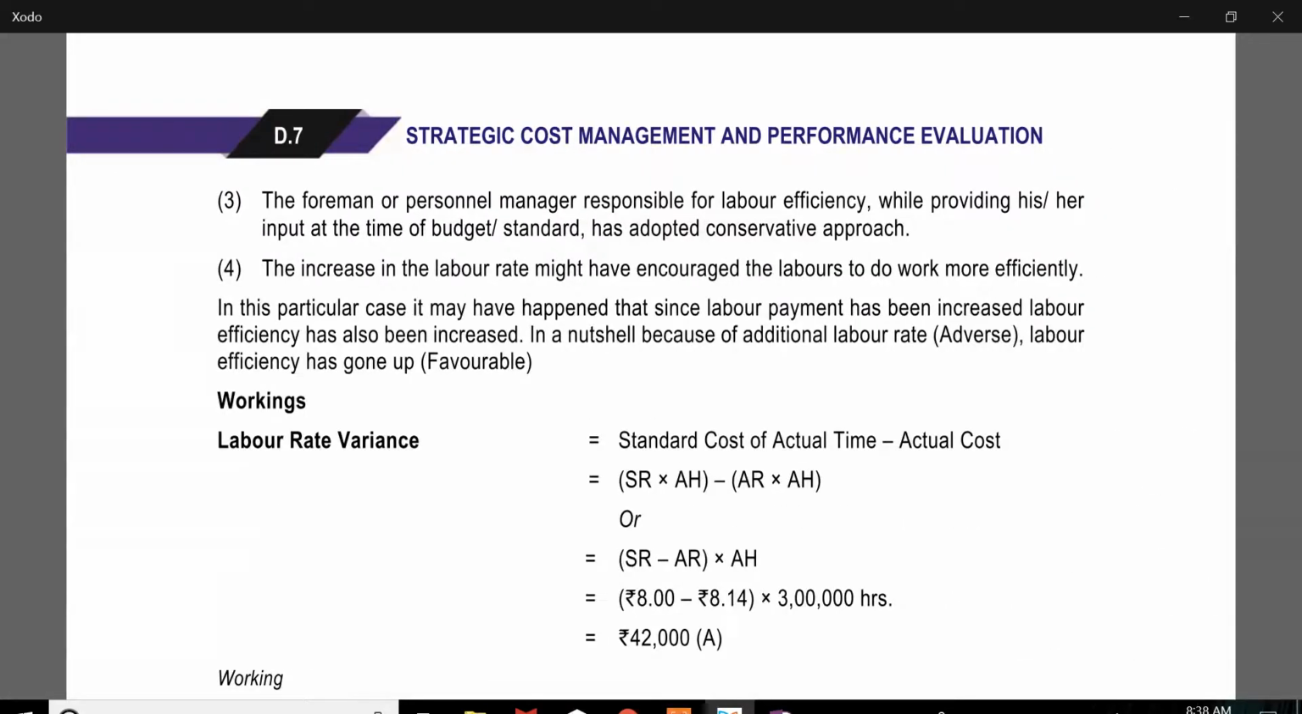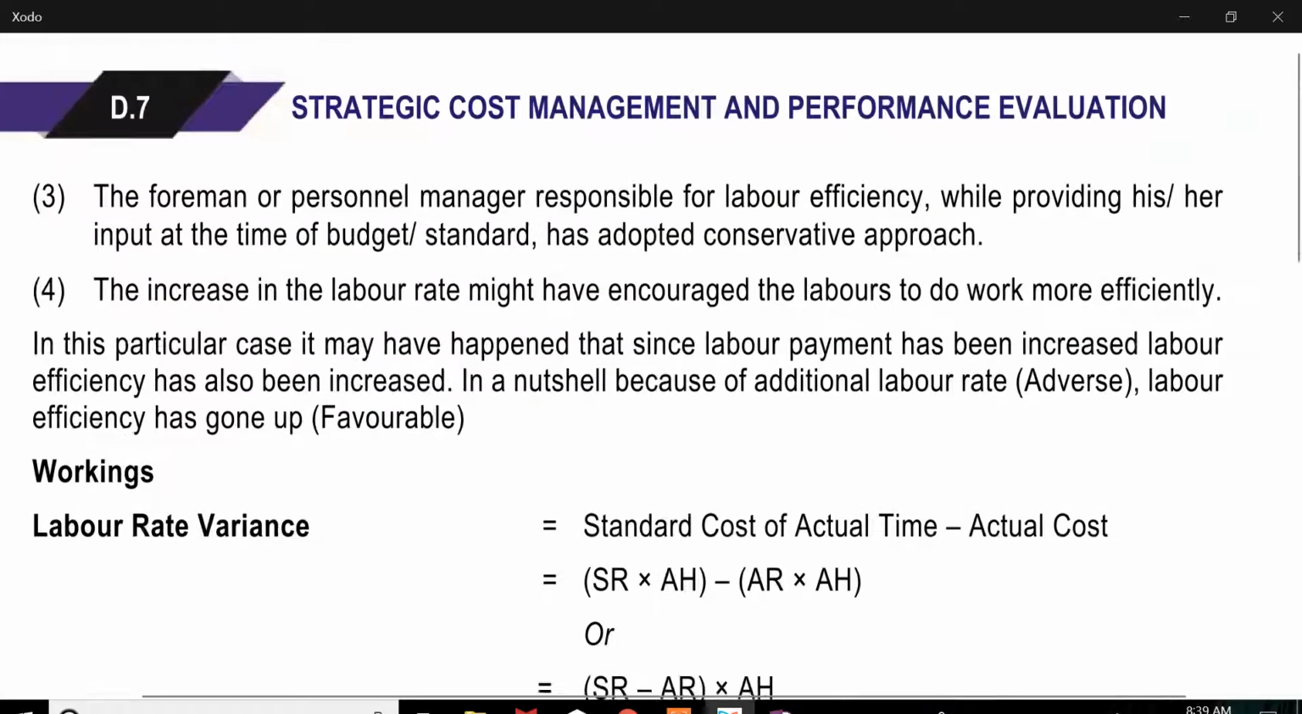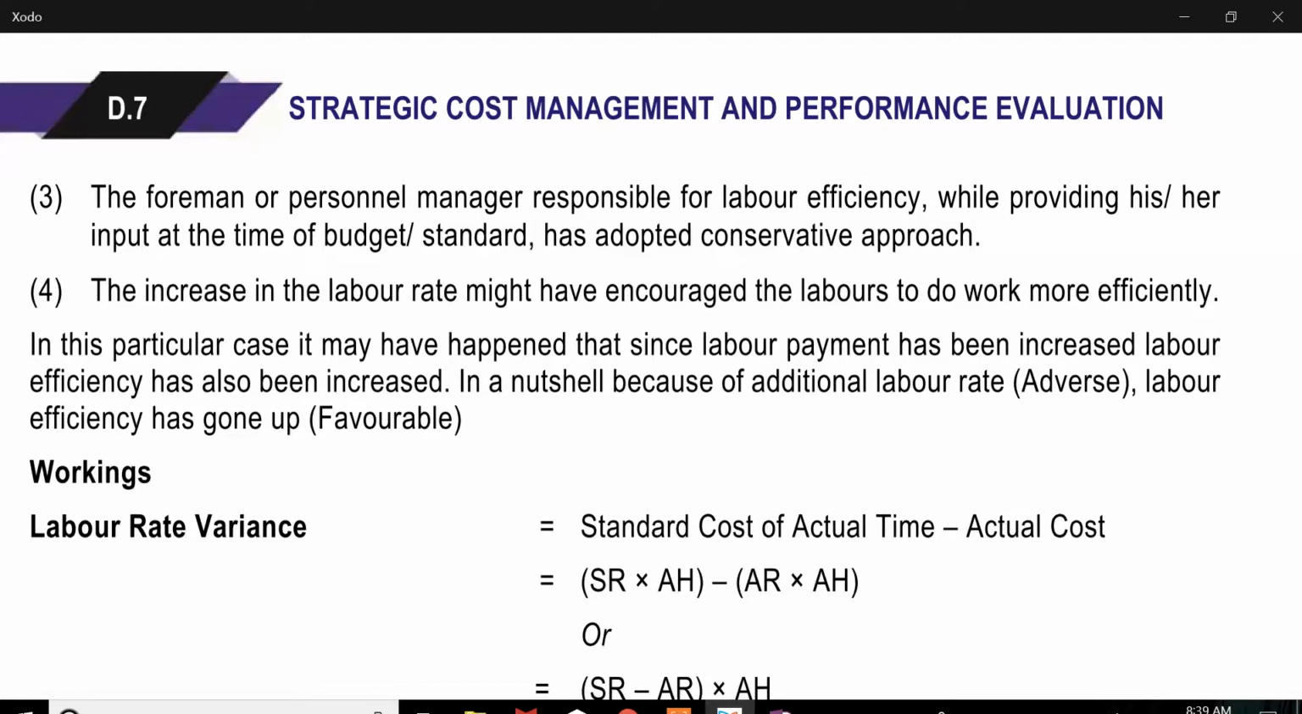The foreman or personnel manager responsible for labor efficiency, while providing his or her input at the time of budget, has adopted a conservative approach. This is technically called budget slack. What is budget slack? Say Bharadwaj Institute tells me they will pay me an extra incentive of XX percentage if we get so much pass percentage. What I'll purposefully do is say let's fix the pass percentage at a lower number. Why? So that I achieve it and I get my bonus. So when I'm making someone responsible, like this foreman, he will purposefully give a conservative number.